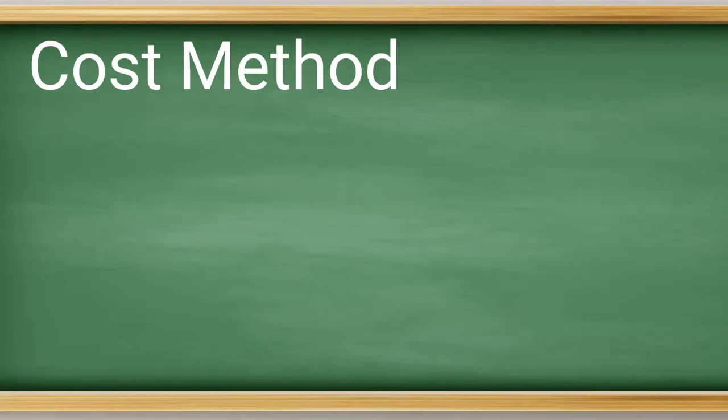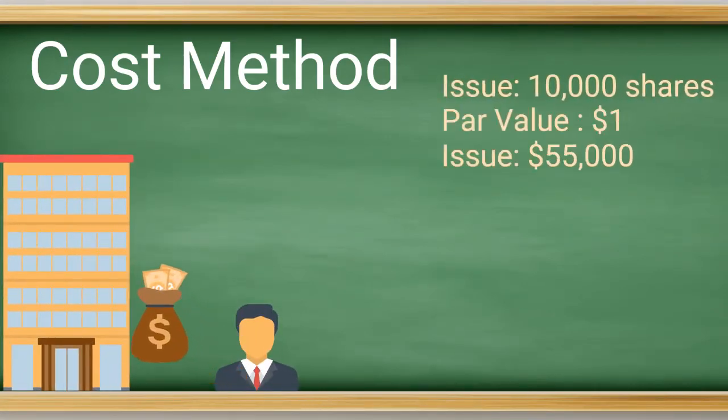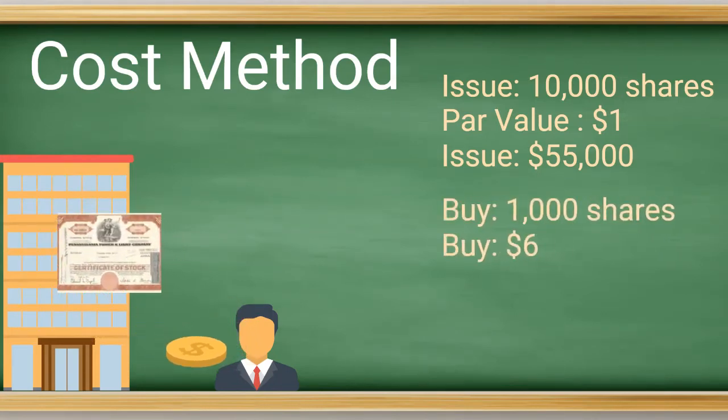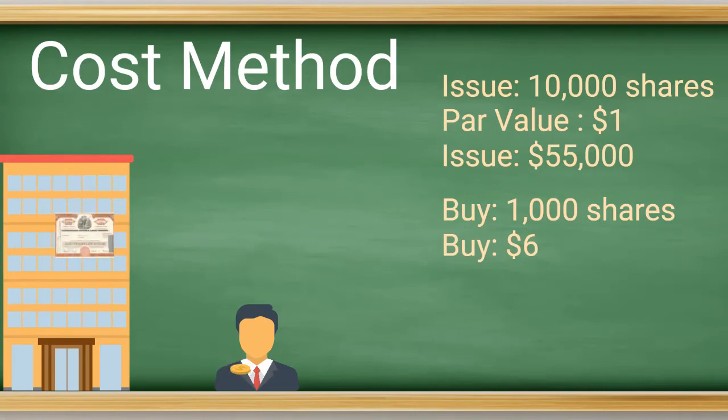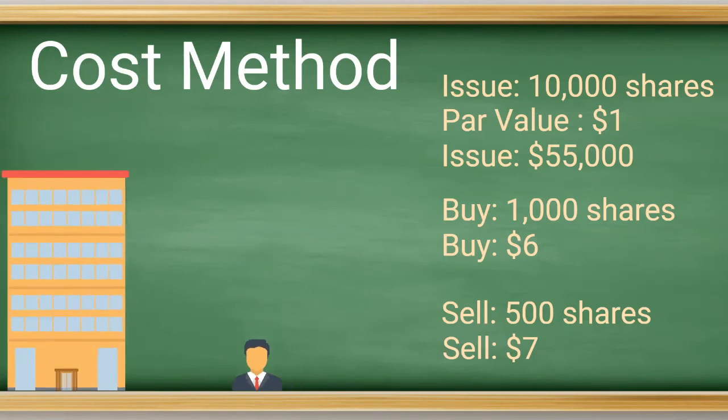Okay, let's do a quick example of that method. Let's say a company issued 10,000 shares with a $1 par value for $55,000. Then that company purchases back 1,000 shares at a $6 per share value. Then they resold 500 of them for $7. The entries would look like this.